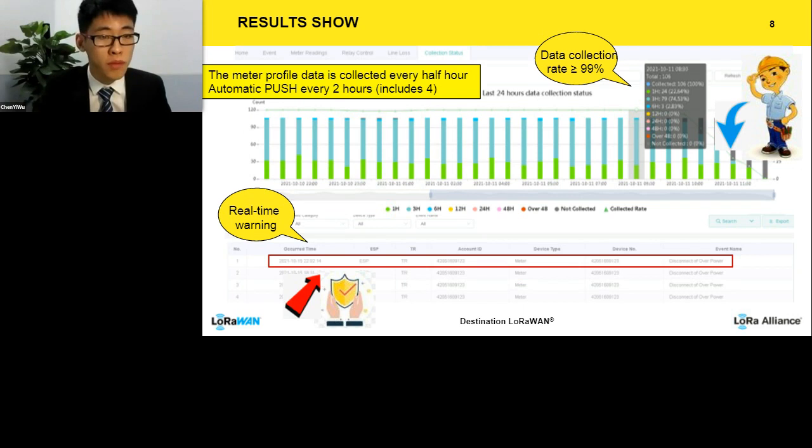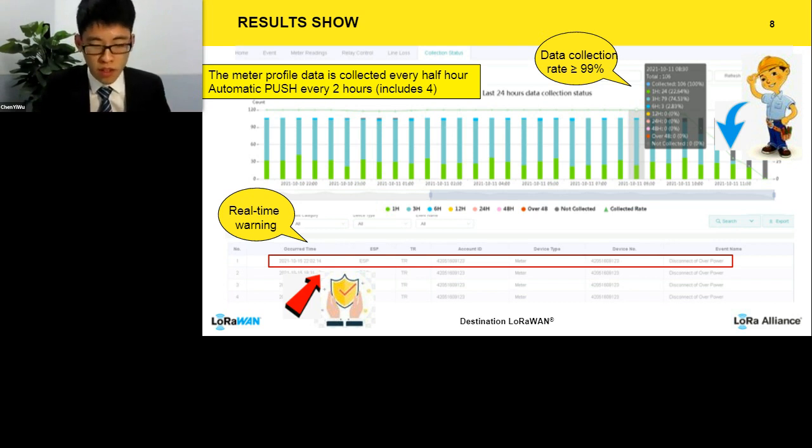Our meter profile data is collected every half hour. It automatically pushes a message every 2 hours, including the 4 pieces together, to the network server. From long-term tests, the data collection success rate exceeds 99%, and the data collection is more accurate than manual reading. So we can see it can replace manual meter reading.